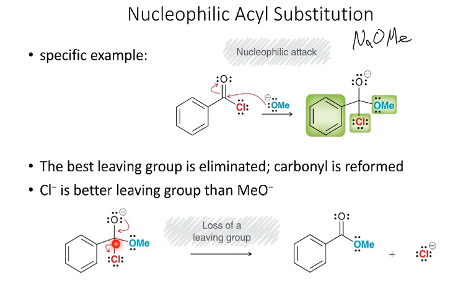Then chlorine is an excellent leaving group, so the chlorine falls off as a leaving group, and we reform the carbonyl group by getting that double bond back between the carbon and the oxygen. So this is the most basic example of nucleophilic acyl substitution, where we don't need any proton transfers at all in this reaction. We just have the two core steps: nucleophilic attack, loss of a leaving group.